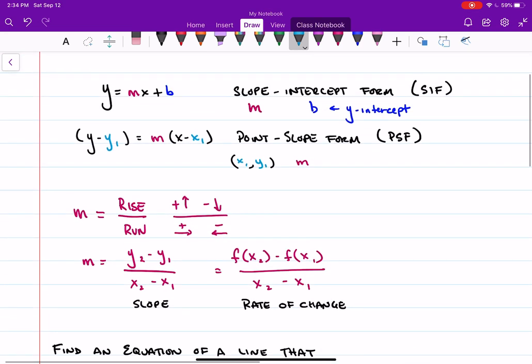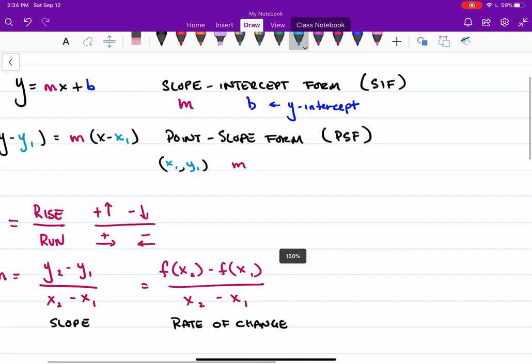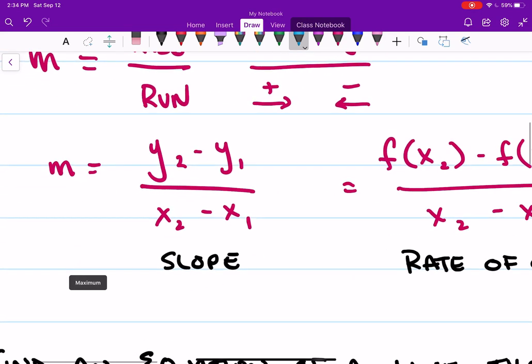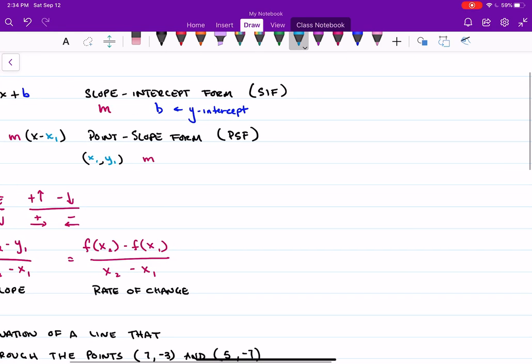So if you have a question about how do I remember the point-slope form, let me put it on the side for you. We know the slope formula is this right here: m is equal to y2 minus y1 over x2 minus x1. I can make the m a fraction. So right now I have a proportion, which means a single fraction equaling a single fraction. That means I can actually cross multiply.